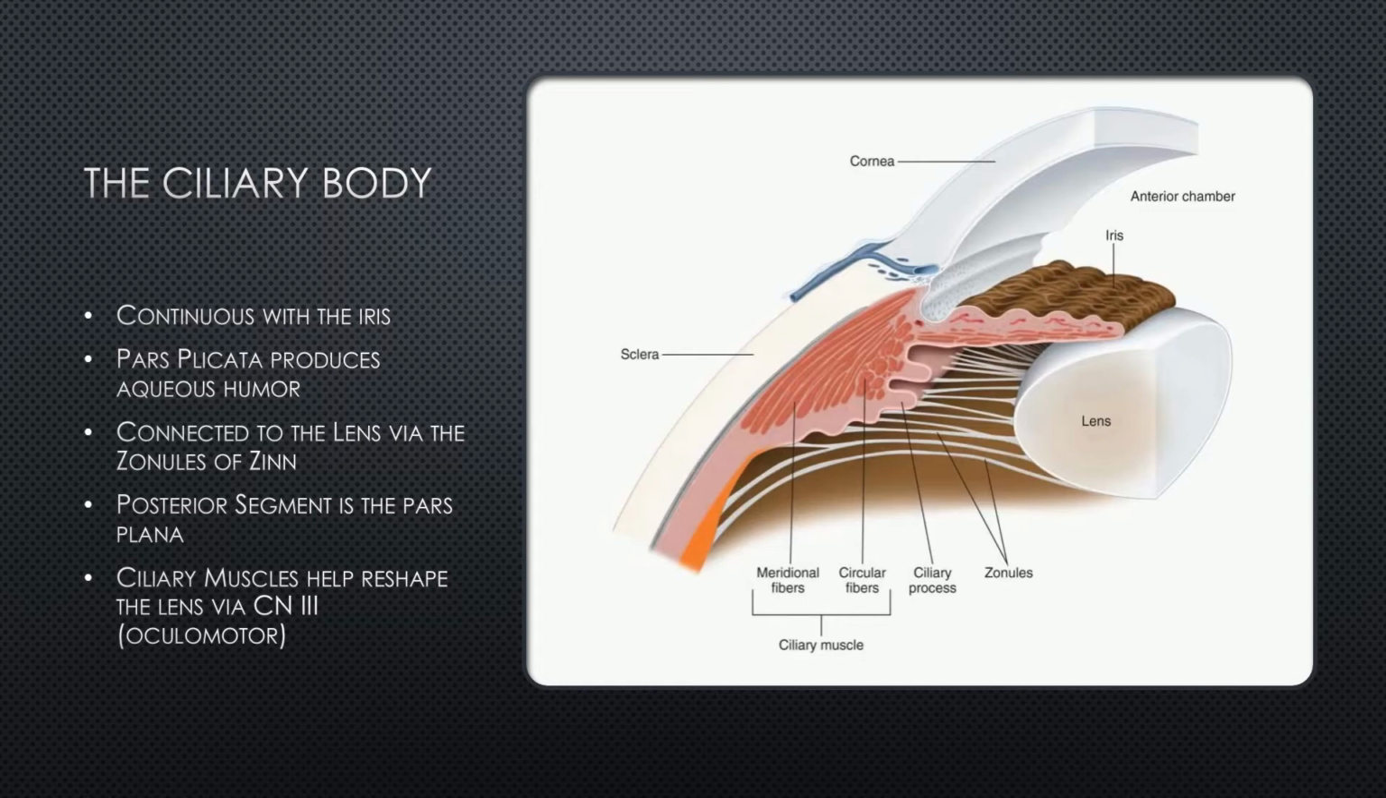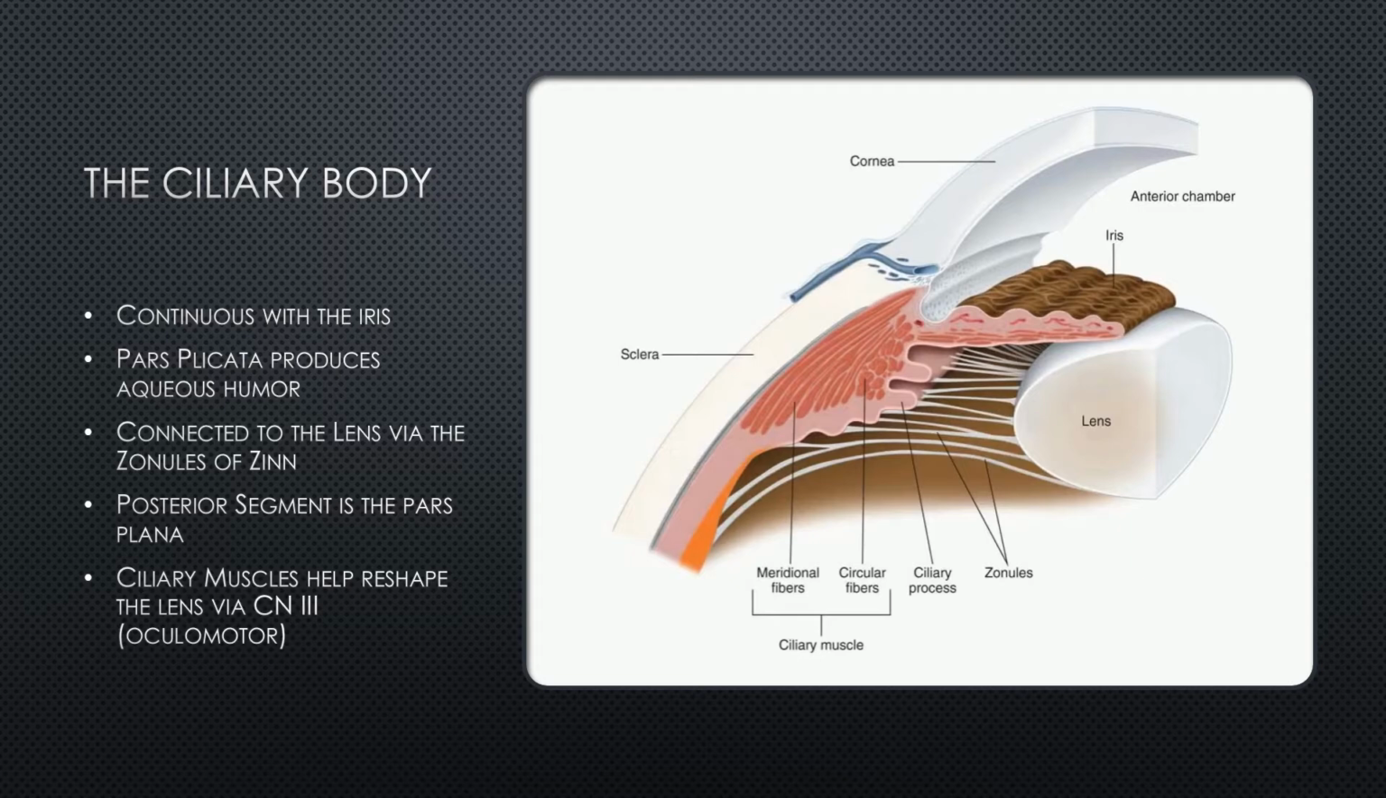The ciliary body is continuous with the iris, and it is adherent to the sclera. The most anterior portion of the ciliary body, the pars plicata, produces aqueous humor. It connects to the lens by the zonular fibers called the zonules of Zinn. These are made of fine suspensory ligaments arising from the ciliary body. The pars plana is the posterior segment of the ciliary body. The pars plana meets the anterior retina 4 millimeters behind the corneal rim.